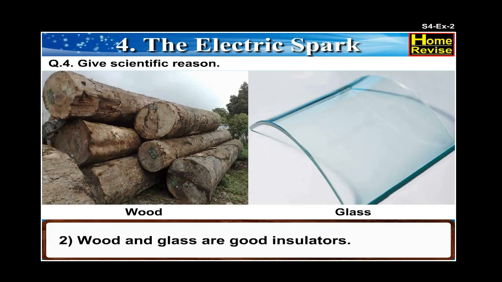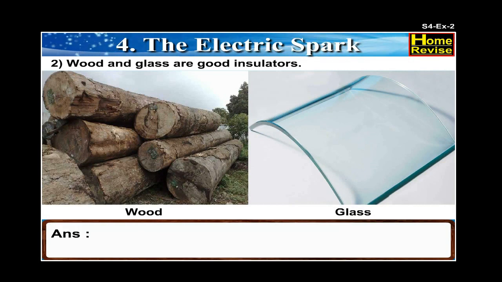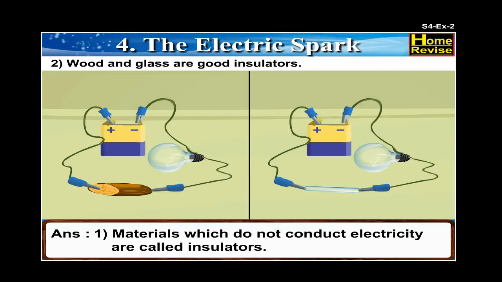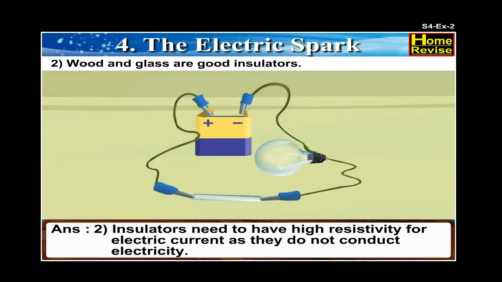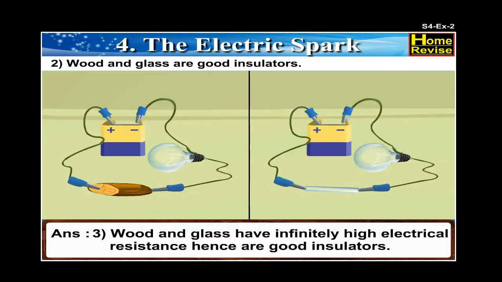Second, wood and glass are good insulators. Answer. First, materials which do not conduct electricity are called insulators. Second, insulators need to have high resistivity for electric current as they do not conduct electricity. Third, wood and glass have infinitely high electrical resistance, hence are good insulators.